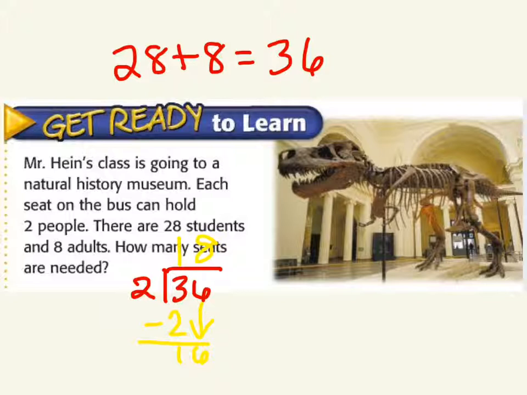8 times 2 is 16. We can subtract those and we get 0 left over. There is no remainder on this one. We've discovered by division that 36 divided by 2 is 18. So therefore we're going to need 18 seats on that bus to fit the 28 students and the 8 adults.